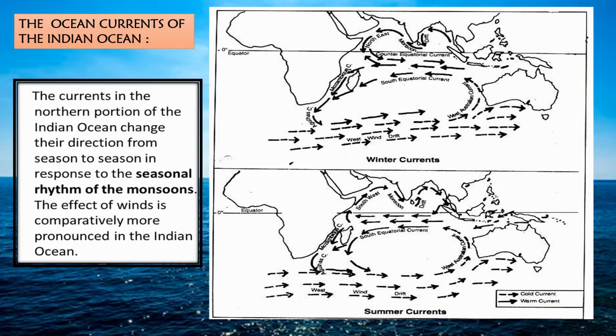In the northern part of the Indian Ocean, if you look in the map, in summer currents flow in a clockwise direction, while in winters they flow in the opposite direction due to the reversal of monsoon winds.